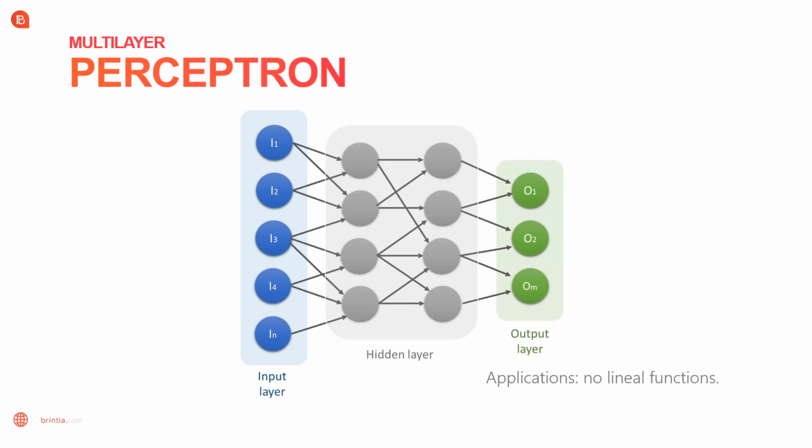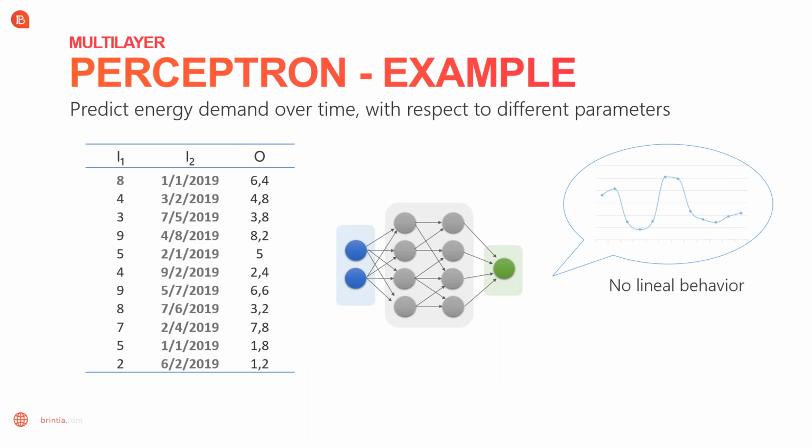Multilayer perceptron, as previously commented, is a network. The system is able to predict a nonlinear function thanks to the hidden layers. For example, predict the energy demand over time with respect to occupation and date, which is a nonlinear behavior.